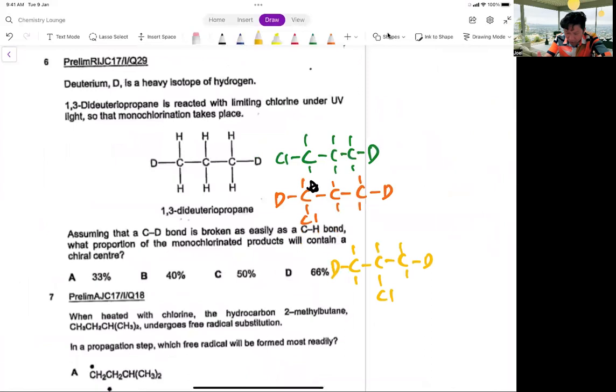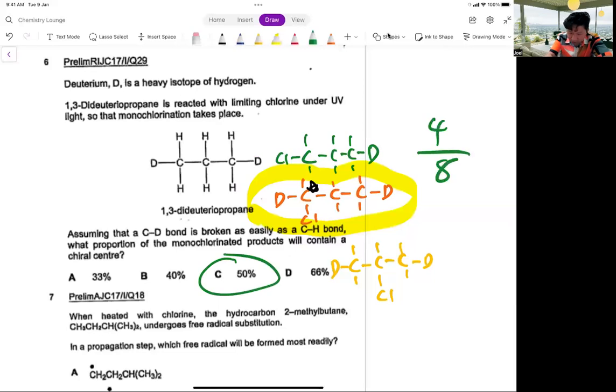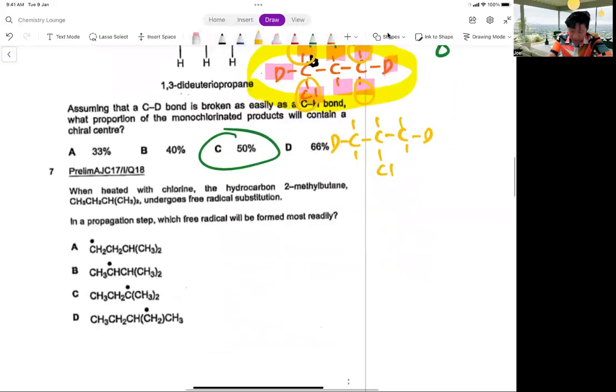So we need to draw out all of them. Right. So after you draw all of them, the only chiral one is which one? The second one, right? And to form that Cl, there are 4 positions that you can choose. So 50%, 4 out of 8 positions, just to confirm, right? 1, 2, 3, 4, 5, 6, 7, 8. Okay, and then 4 because of this one, 1, 2, 3, 4. And then this one 50%. Very good. Last one, what's the answer?